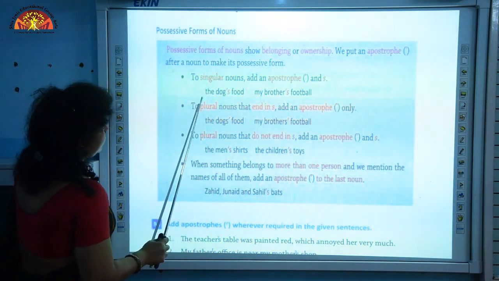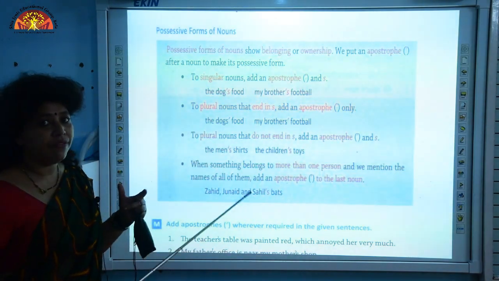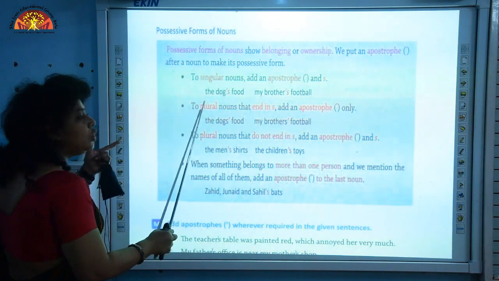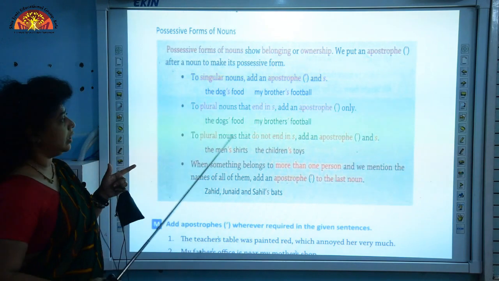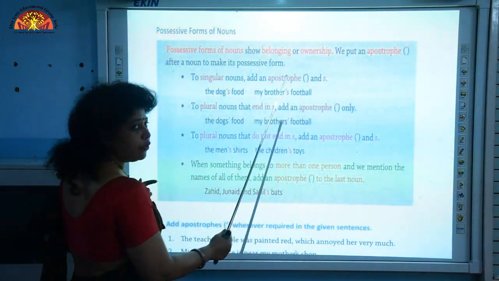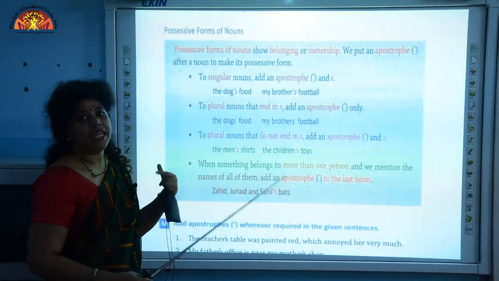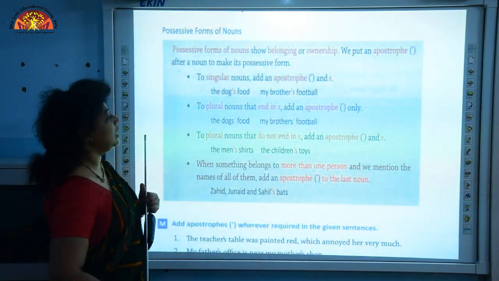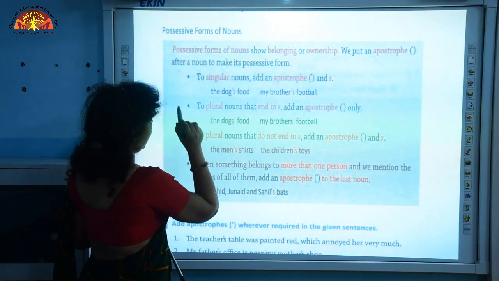Let's take an example: the dog's food. Whose food? It is the dog's food. It means the food belongs to the dog. Now the next example: my brother's football. Whose football? My brother's football. It means the football belongs to my brother. To indicate the ownership, we use apostrophe S.